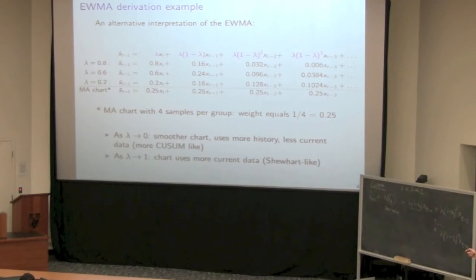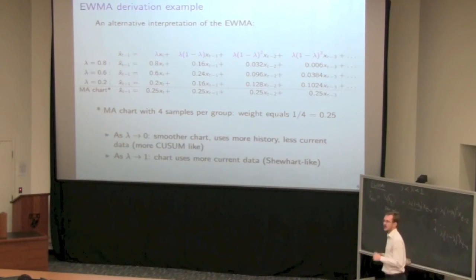Okay. If we chose lambda 0.6, we're giving 60% weight to the most recent point, then 24%, then 9.6%, 3.8%, and declining in that way. A lambda of 0.2 gives smaller weights of 20%, 16%, 12.5%, 10%, and you go further and further back, and if you go farther and farther back, then those weights will add up to approximately 1.